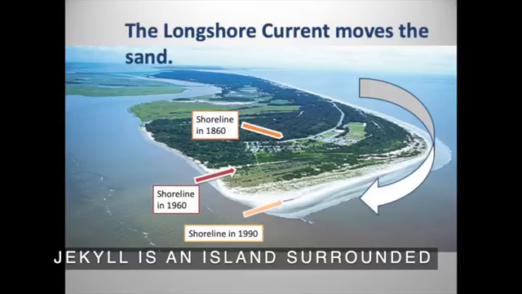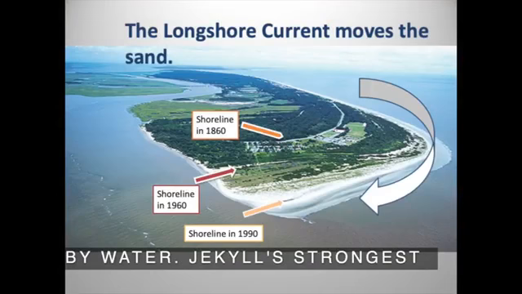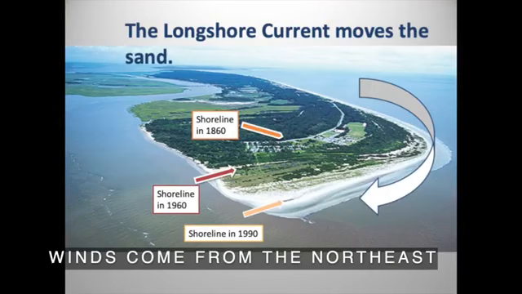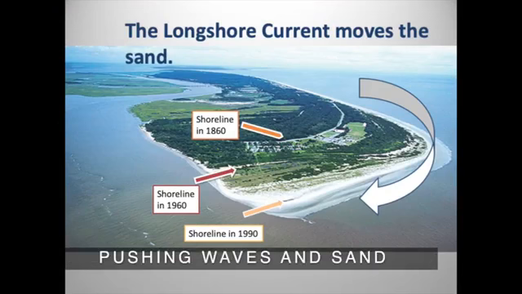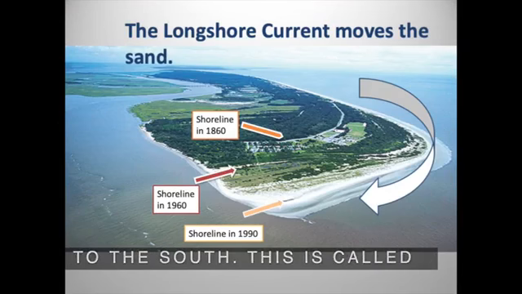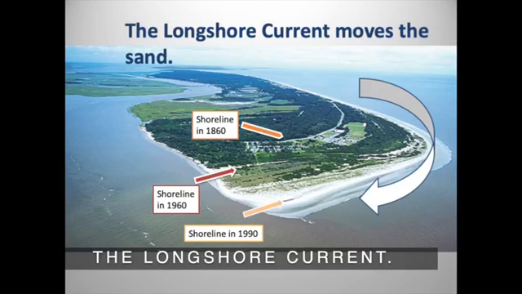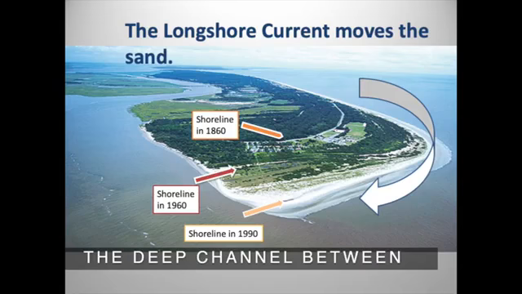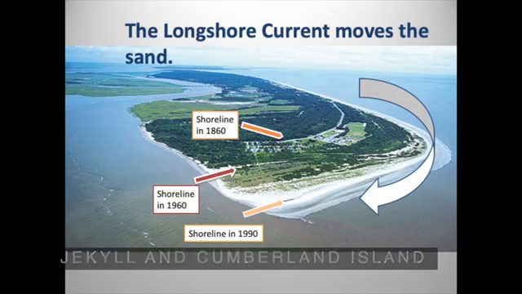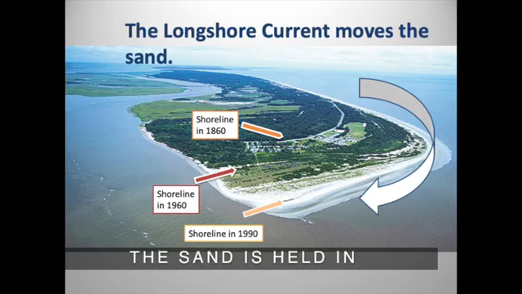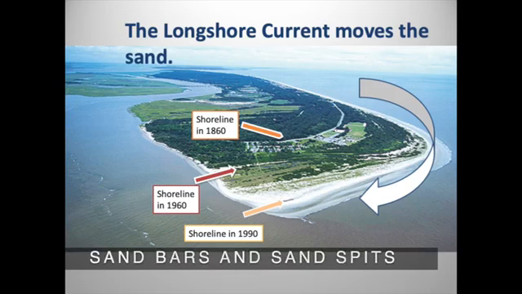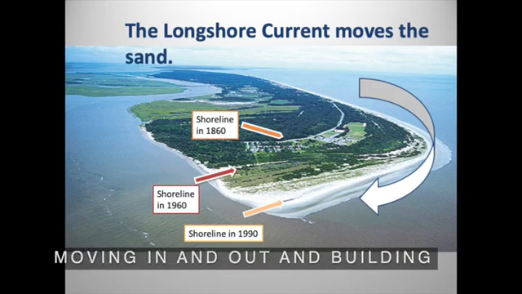Jekyll is an island surrounded by water. Jekyll's strongest winds come from the northeast, pushing waves and sand to the south. This is called the long-shore current. The deep channel between Jekyll and Cumberland Island is flushed by the strong tide 4 times a day. The sand is held in sandbars and sand spits, moving in and out and building the island.